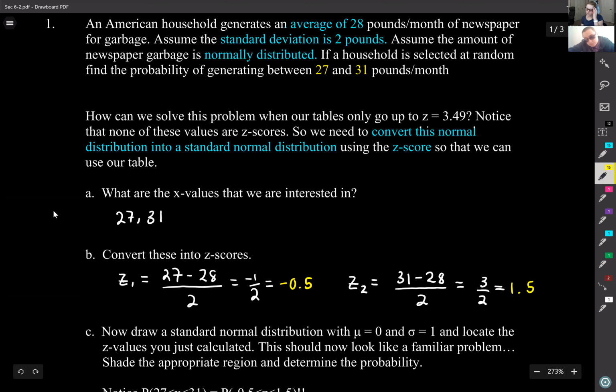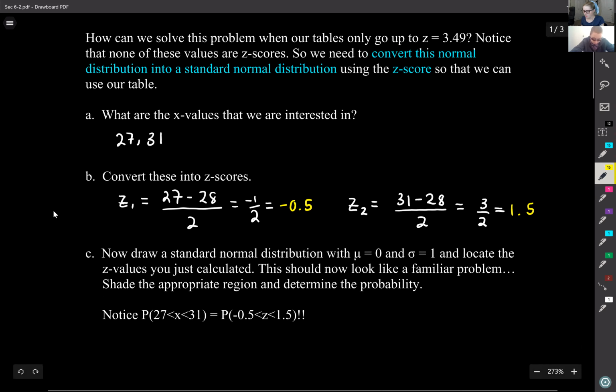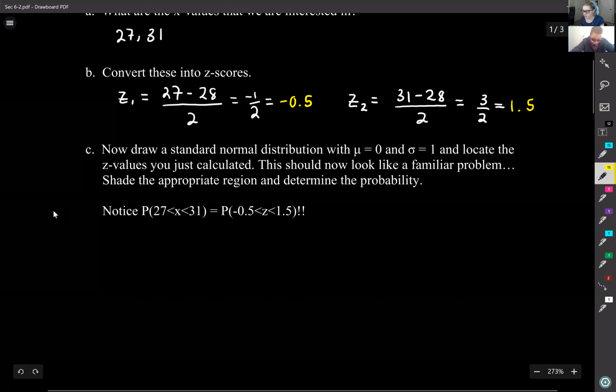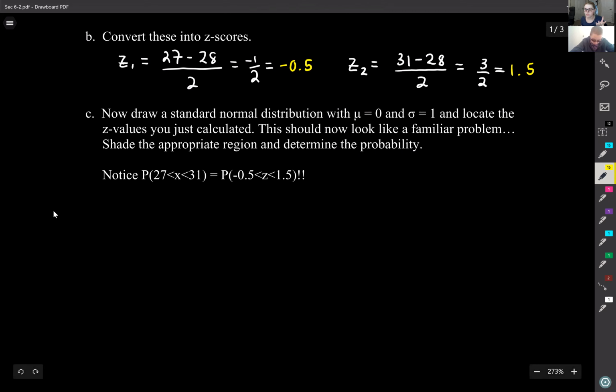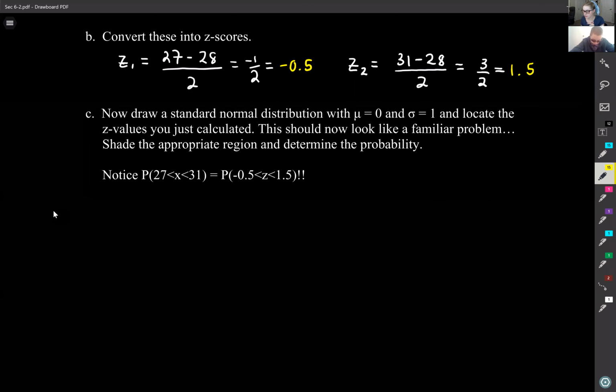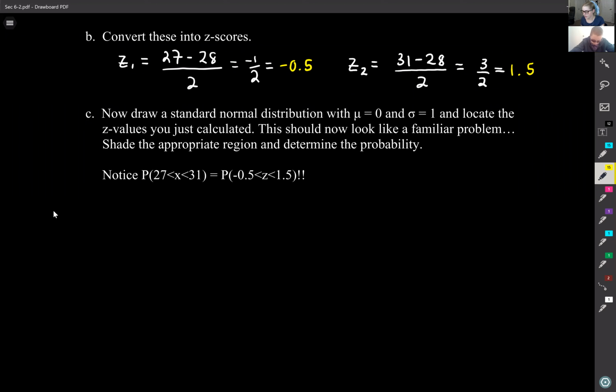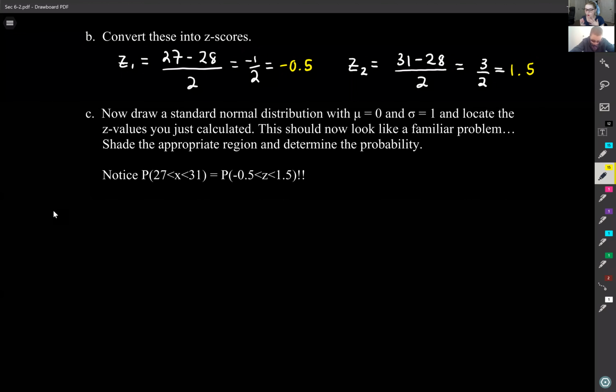Okay, so now I've converted my 27 and my 31 into z-scores, which treat our new distribution like a standard normal. So now I've made it a lot easier to use those tables to find probabilities. All right, so part C says, now draw a standard normal distribution with mu equals 0, so the mean is 0 and the standard deviation is 1, and locate the z values you just calculated. It says, this should now look like a familiar problem.